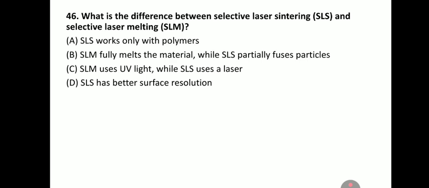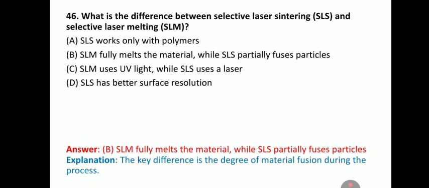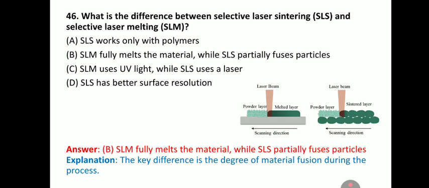Next question, what is the difference between selective laser sintering and selective laser melting? The answer is selective laser melting melts the material while selective laser sintering partially fuses the material. So this is the difference, right? Here you can see the process. In selective laser melting the material is melted, whereas in selective laser sintering the material is fused.